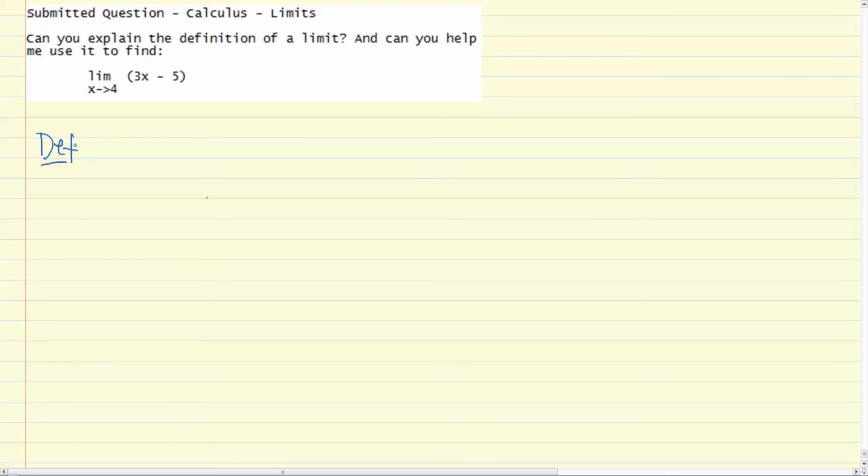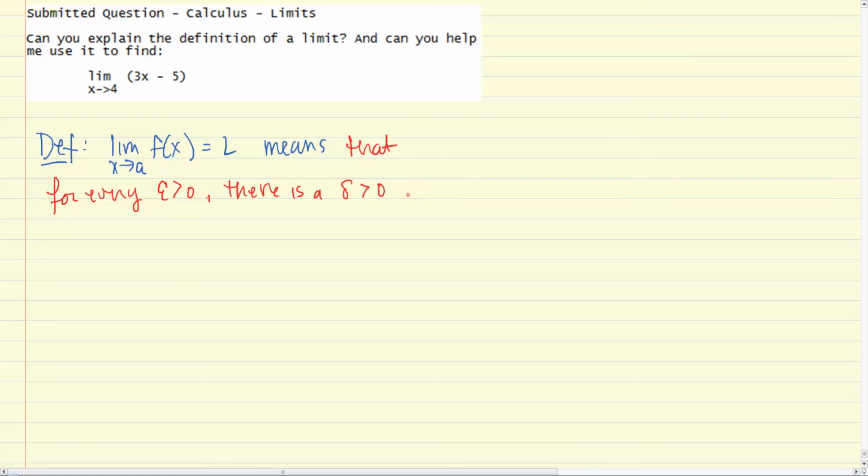The definition looks something like this: the limit as x goes to a of f of x equals L means that for every epsilon greater than 0, there is a delta greater than 0 such that if the absolute value of x minus a is less than delta, then the absolute value of f of x minus L is less than epsilon.